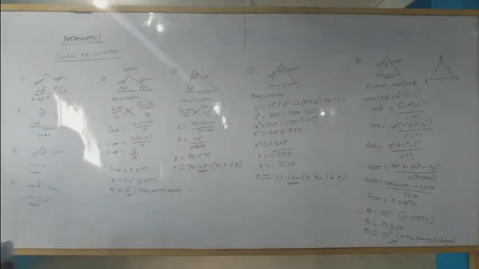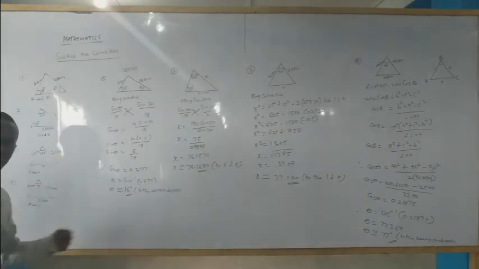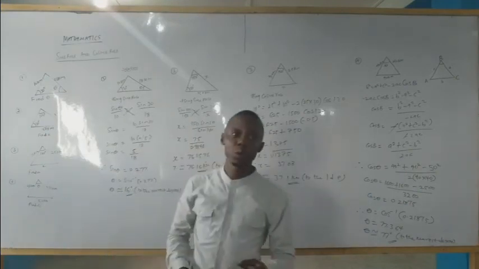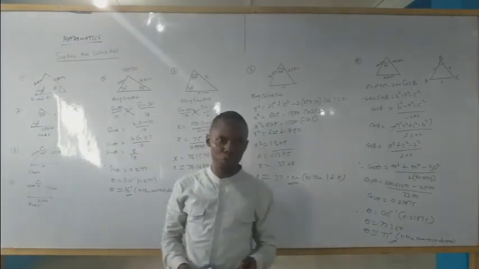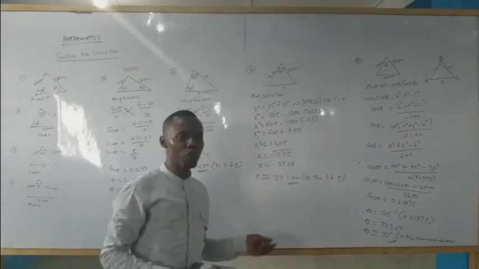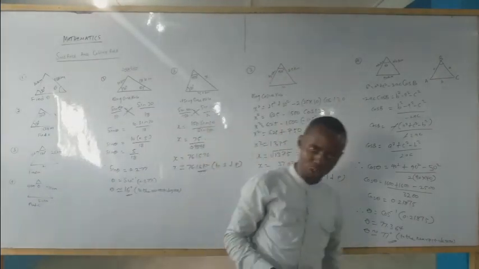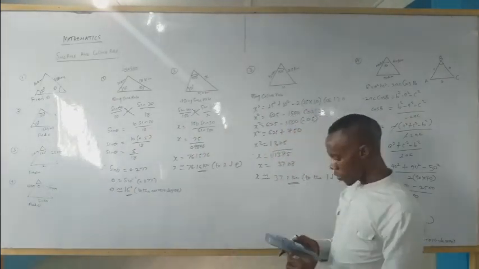So that's how to apply our sine and cosine rule. But remember, this is only applicable when we are given a non-right angle triangle. We don't apply it to a right angle triangle. For a right angle triangle, we apply our trigonometrical ratios.